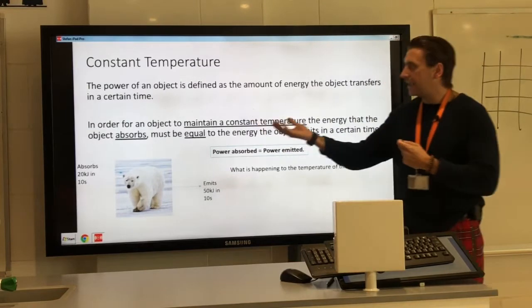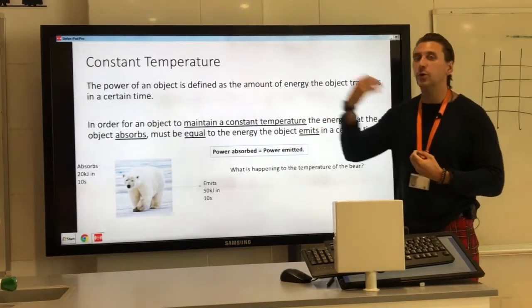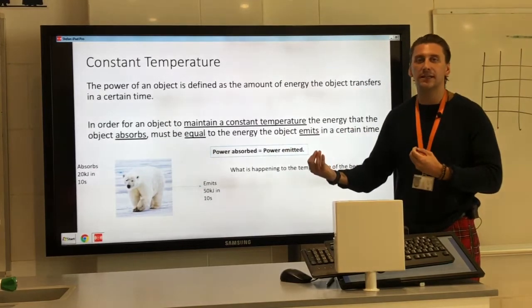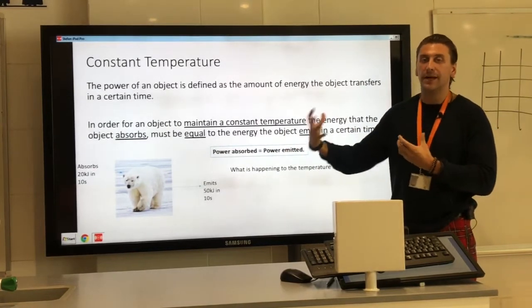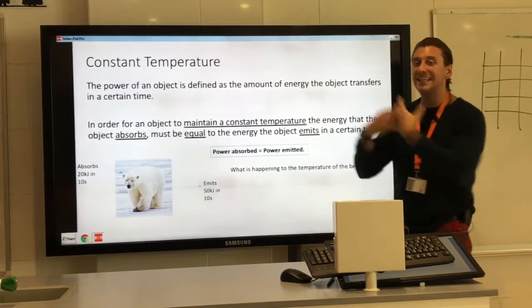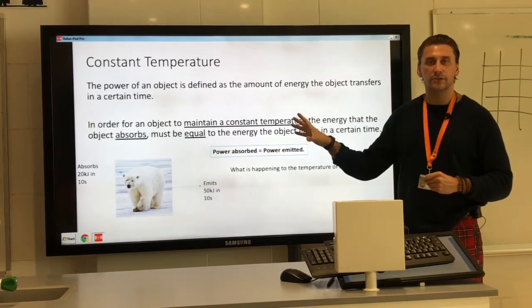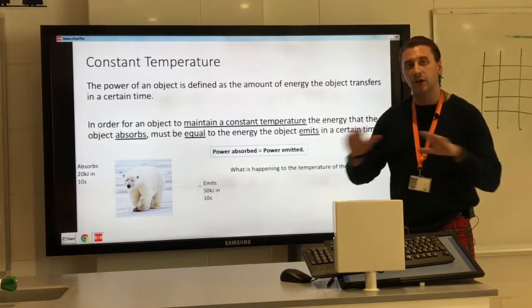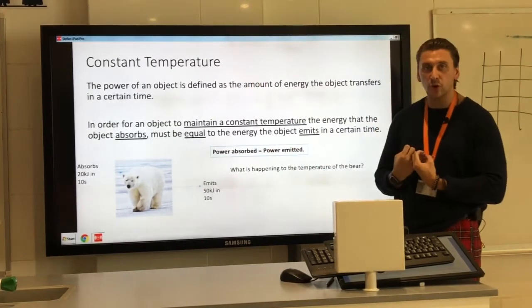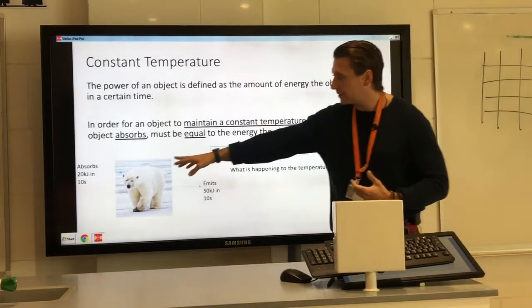Now, if the power of an object absorbed per second is exactly the same as the power that is emitted by that object per second, so the absorption of energy is equal to the emission, then that object's temperature remains constant. Okay, so an object will remain at constant temperature if it absorbs the same energy as it emits per second. Take the polar bear, for example.